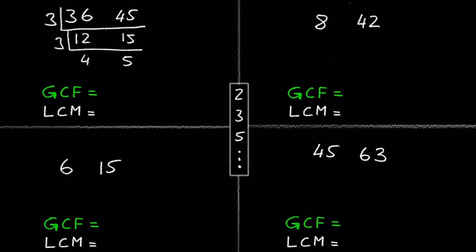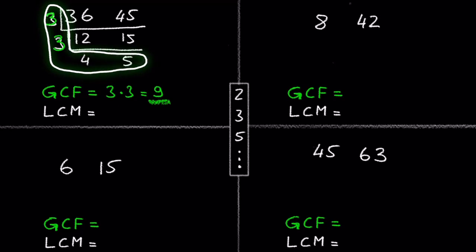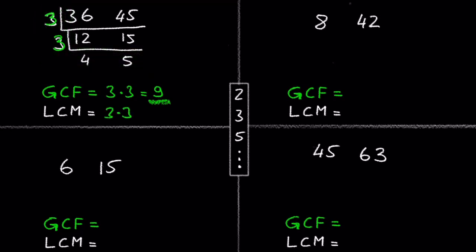The greatest common factor is going to be the product of the numbers which are outside to the left. So 3 times 3, which is 9, is our greatest common factor. And the least common multiple is going to be the product of the numbers which are outside to the left and below. So 3 times 3 times 4 times 5, which is 180, is our least common multiple.